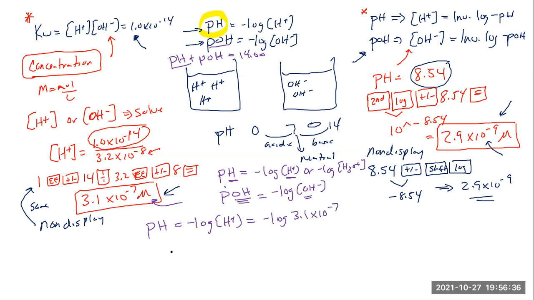Here again, if you have a display calculator, you should punch this in exactly the way it looks. You should do your negative button. You should then do your log button. You then should do 3.1, exponent button, negative button, and 7, and equals. And if you do that, you end up with here a pH of 6.51.